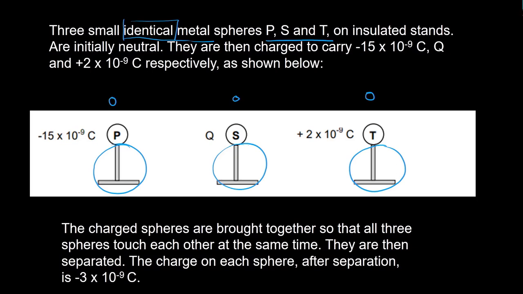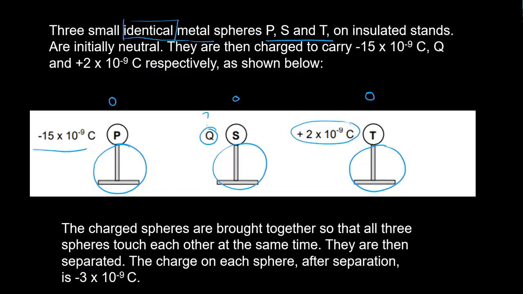They are then charged to carry minus 15 times 10 to the minus 9 coulomb. Q, okay, so we don't know what that is. They haven't given it to us. And plus 2 times 10 to the minus 9 coulomb. Okay, so there's the other charge on T. The charged spheres are brought together so that all three spheres touch each other at the same time.